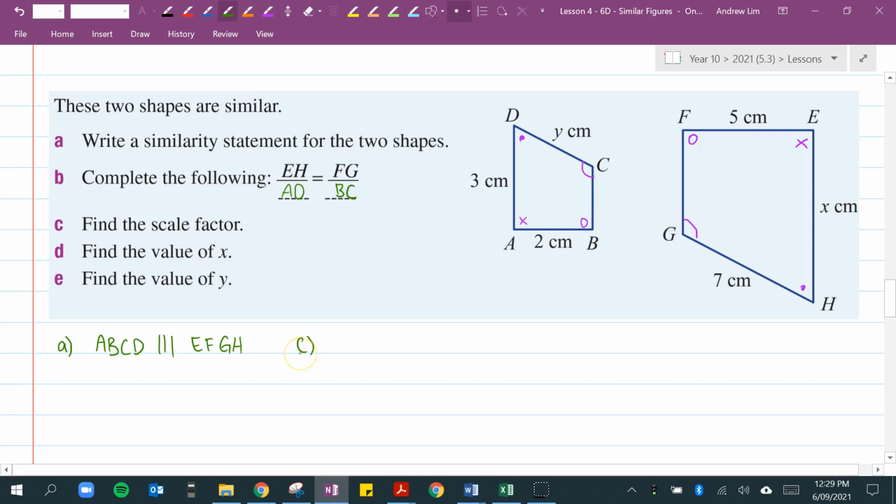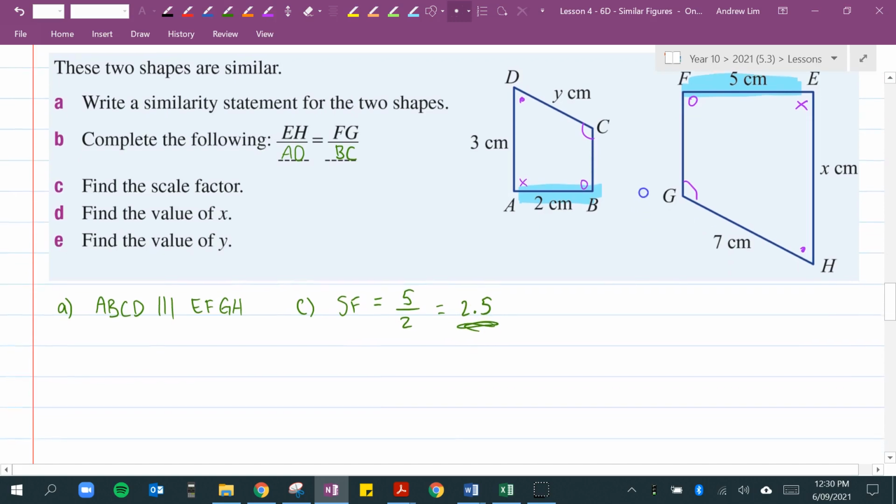Find the scale factor. So I'm going to find two sides that I do know are corresponding. I know that that corresponds with this, and I do know what both of them are. So the scale factor is the longer one over the shorter one, which is 2.5. And now I can use this to work out any missing sides.